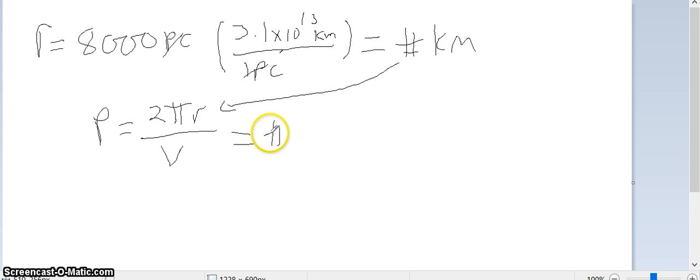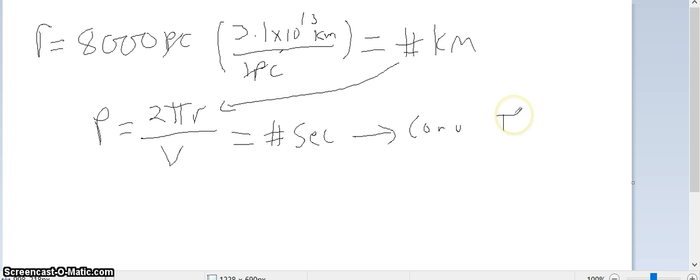Whatever this number of seconds is, it's going to be a really large number, but what we're going to want to do is convert this to years.